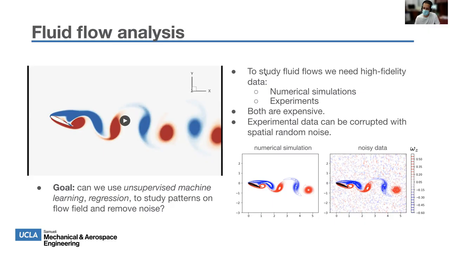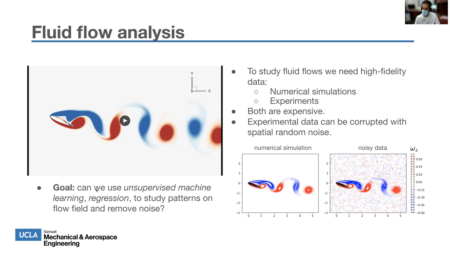But the problem is that to study fluid flows, we need high fidelity data, which is usually obtained from numerical simulations or experiments, and both are very expensive. Experimental data is very nice, but it can sometimes be corrupted with some spatial random noise that I'm trying to simulate here in this figure. Computing all these flow fields in numerical simulations is usually extremely expensive.